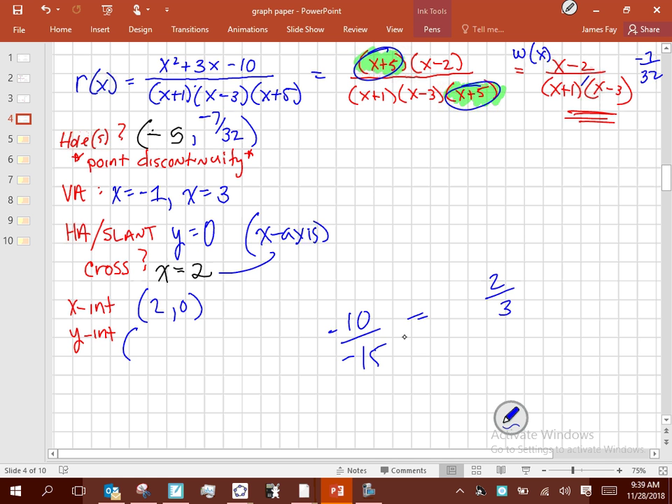2/3. What did you divide out of both those? 5, right? Where'd that 5 come from? It was that common factor, right? Okay? If I reduce that common factor, and I just look at this, and compare the constant terms there, is it -2 over -3? Is it still 2/3?